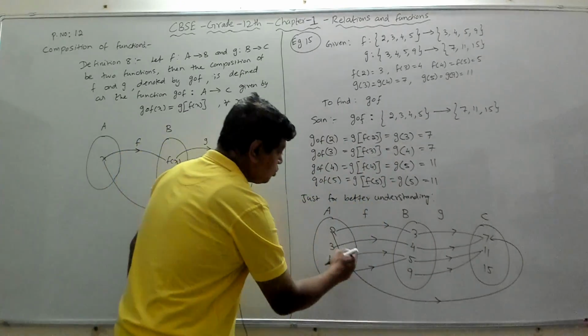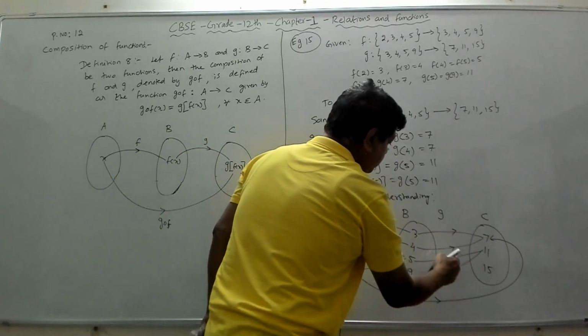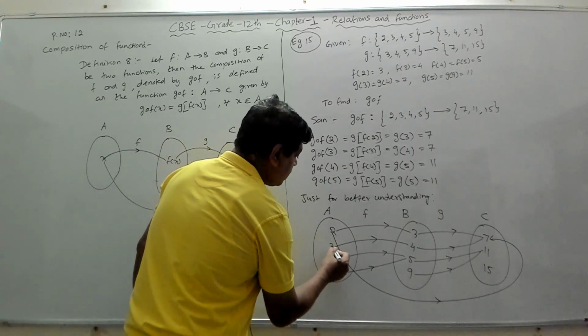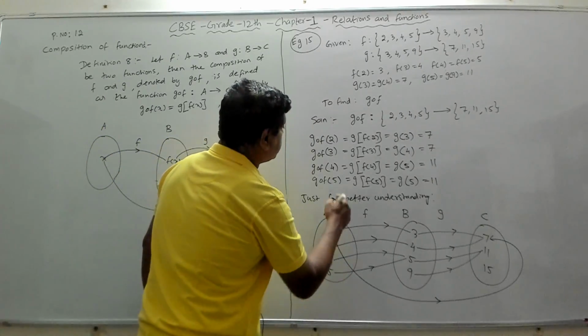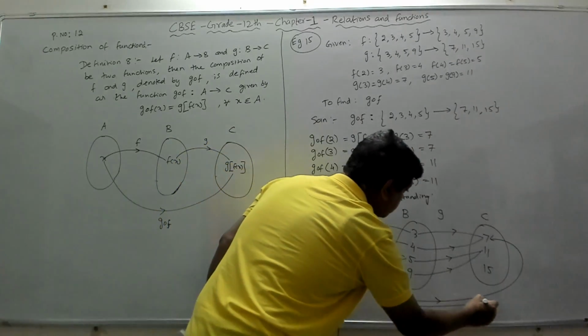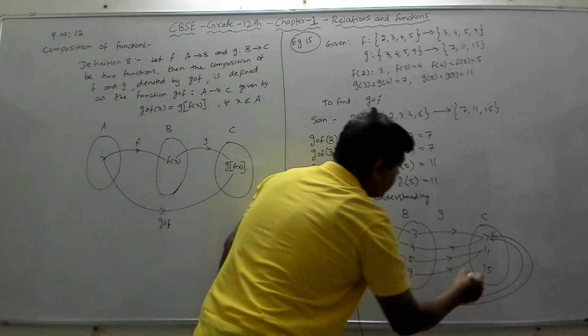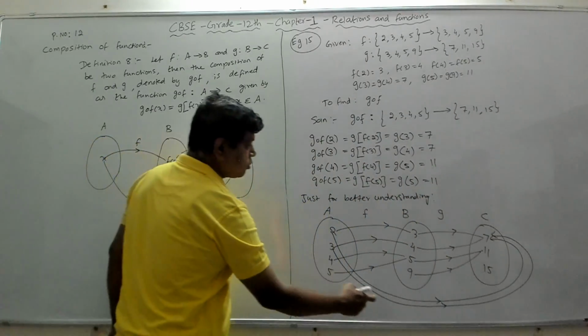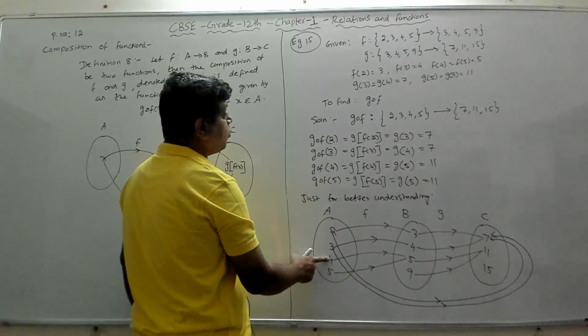So I could put this 2 goes to like this, but I don't want to cut it with the other. So this is your, then 3 also goes to 7. This element 3 also goes to 7. Then the element 4 goes to 11.